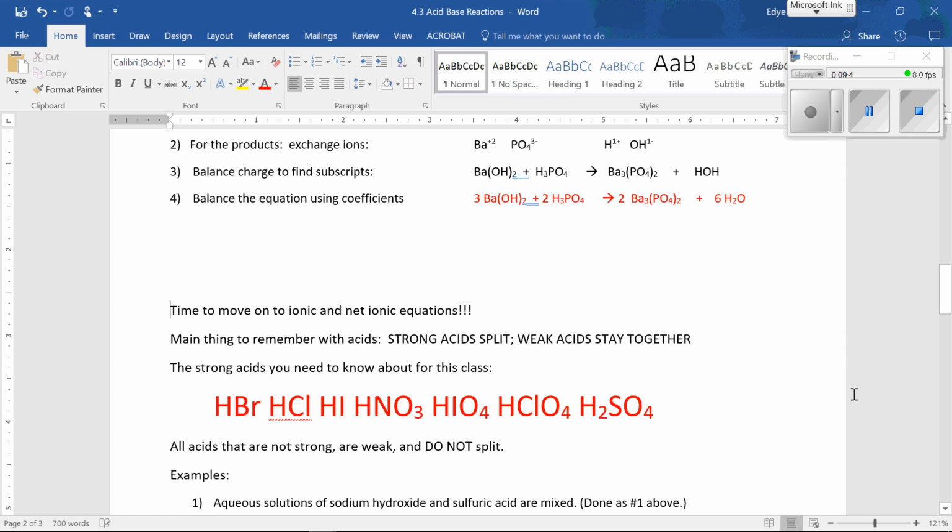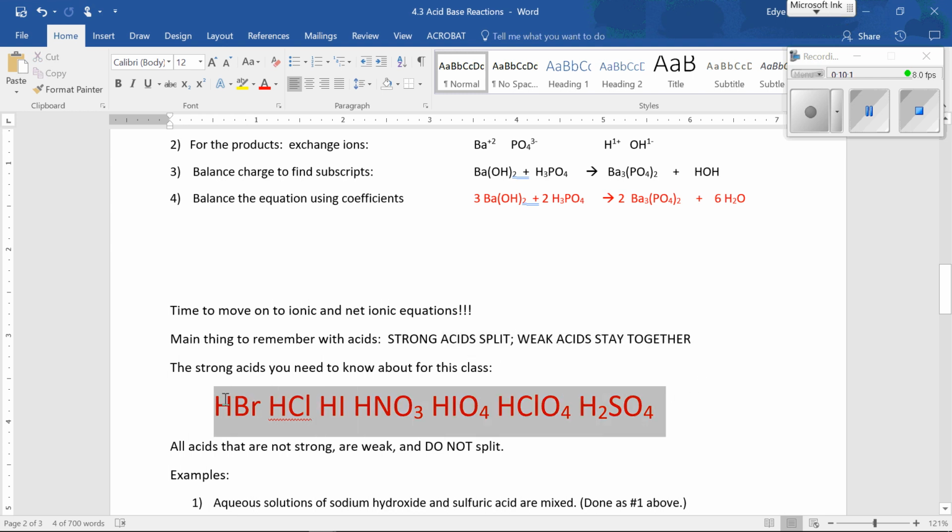There's something you have to know about acids. You'll have to memorize this. Strong acids split apart. Weak acids stay together in your ionic and net ionic equations. So you do these the same way as we did our double displacement precipitation reactions, but in terms of what breaks apart and what stays together, you need to know strong splits, weak stays together.